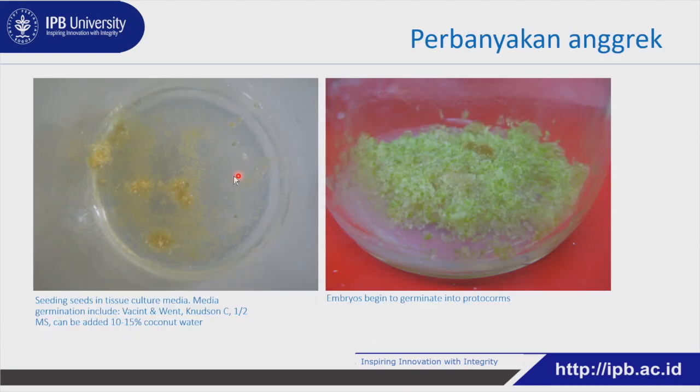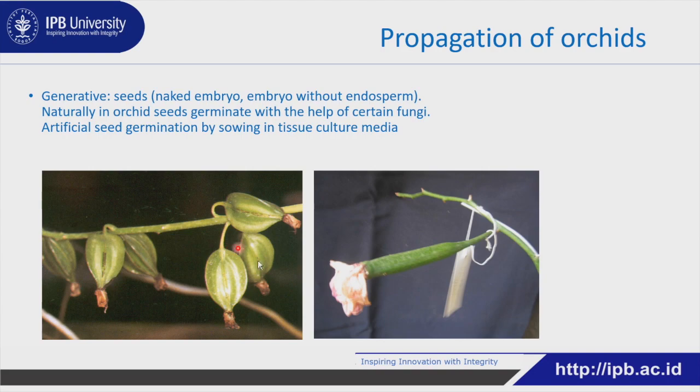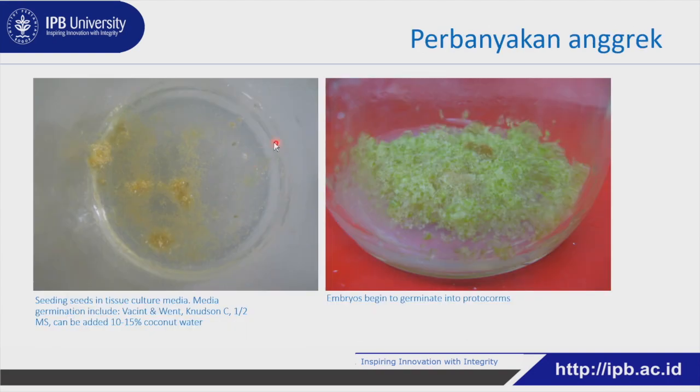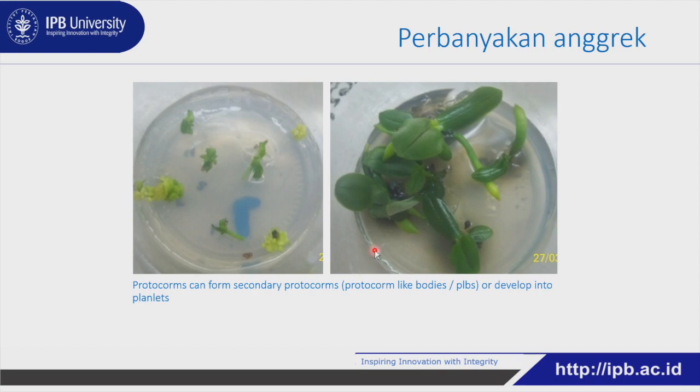When we get the fruit of the orchid like this, it contains seeds, and then we can pour them in the media, and after several periods, they will grow into protocorms. Protocorms can form secondary protocorms, and we call them protocorm-like bodies or PLB, and they develop into plantlets.